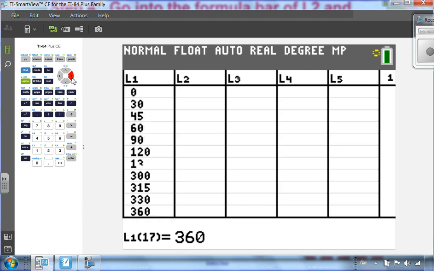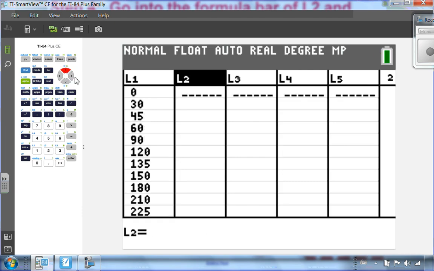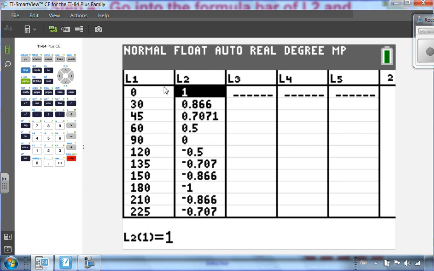So I go over to list 2, up to the top where it's highlighted, and you can see now my formula bar here, and I'm going to enter in cosine of list 1. So list 1 is right above the number 1. So second 1. And then to populate this list, I press enter. So these are all the cosine values. So cosine of 0, cosine of 30, cosine of 45, etc.